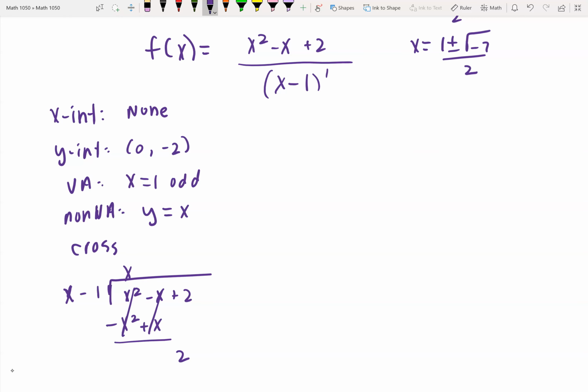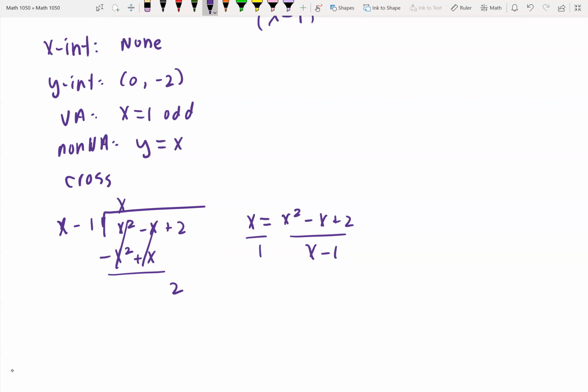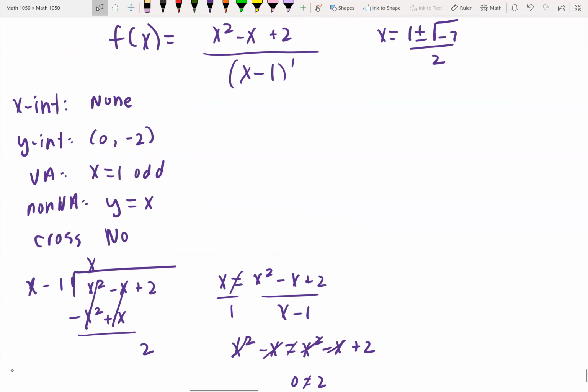Okay? Does it cross a non-vertical? You take the right side of the non-vertical, set it equal to the multiplied out version of the original, and then you cross multiply, and you get x squared minus x equals x squared minus x plus 2. This x squared comes over and knocks that out. That x comes over and knocks that out. You get 0 equals 2. That's a false statement. I'm going to make those not equal to. And the answer is no. No, it does not cross. Okay, so I'm going to draw this in.